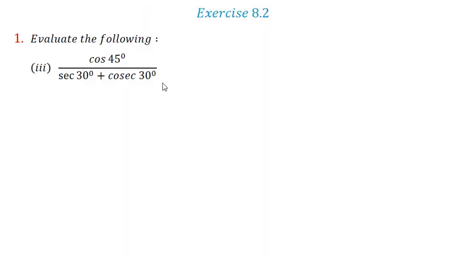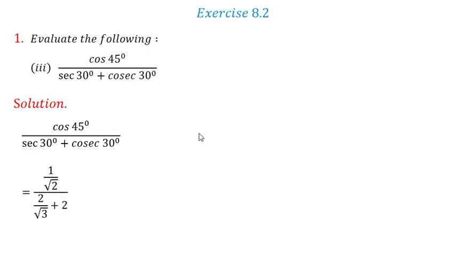Third problem. Already till problem 2 we have seen. Now the third problem is cos 45 upon sec 30 plus cosec 30. If you remember, the value of cos 45 is 1 upon root 2. For sec 30, I remember only cos 30, so the value of cos 30 is root 3 by 2, so sec 30 will become 2 upon root 3. Similarly for cosec, I remember sine 30 is 1 upon 2, so cosec 30 will become 2. So first I will put the respective values, then I simplify.